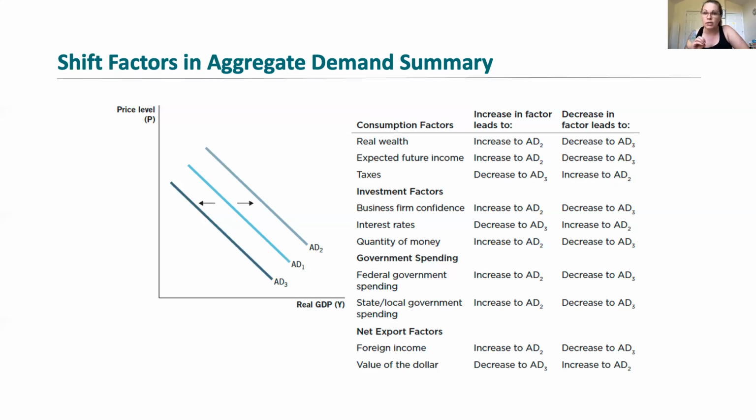Investment factors are related to the confidence that firms have in returns on their investment, prevailing interest rates at the time, and the overall quantity of money supply. Government spending is the one we have the least control over and can say the least about. The government chooses to spend money, sometimes to support and sometimes to counteract different economic issues. And finally, net export factors are directly related to the strength of our currency relative to the strength of foreign currency. And that is, how far does our dollar go when we're exchanging it for other currencies?